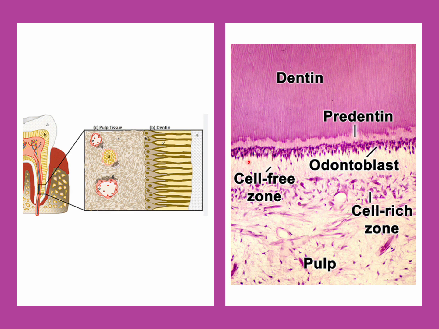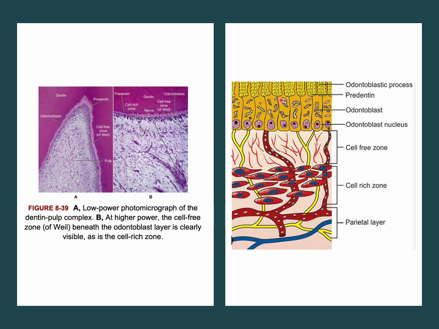Under the odontoblasts, we can see different layers of dental pulp. The first one is called the cell-free zone of Weil, and then the cell-rich zone, and then we can see the core of the pulp. These are the layers we are going to discuss today. Again, the odontoblastic layer, where there's a cell-free zone underneath the odontoblasts, then a cell-rich zone, and then the pulp core.